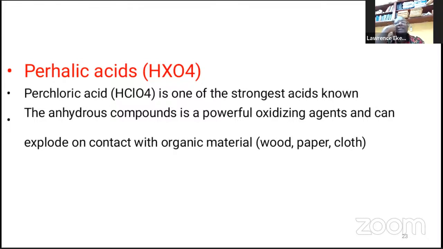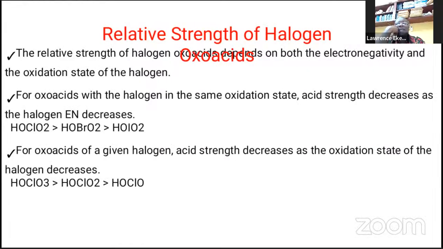So perchloric acid is the strongest acid that is known, and it's a powerful oxidizing agent and can explode on contact with organic material. If you bring perchloric acid close to cloth, to paper, or to wood, the reaction can be very vigorous and explosive. So please take note of these characteristics. They are very important. So let us look at the relative strength of the halogen oxyacids.